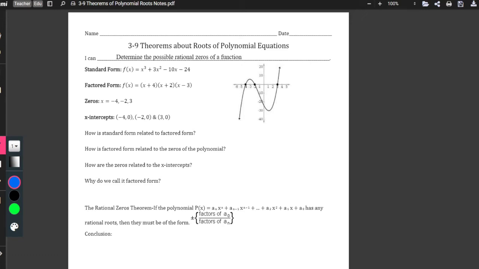Alrighty, so I'm going to get into 3.9, which you can see by our I can statement. We're going to be determining possible rational zeros of a function using a specific thing called the rational zeros theorem, but we'll get into that when we get into it. So looking at this function, we have our standard form given to us as x cubed plus 3x squared minus 10x minus 24.